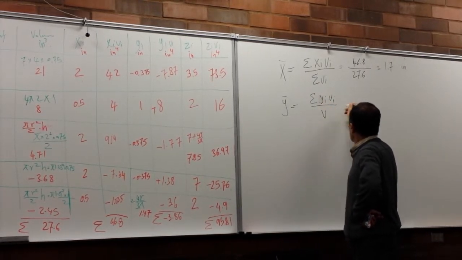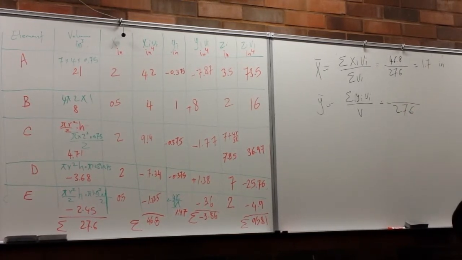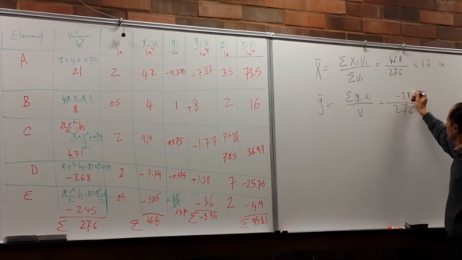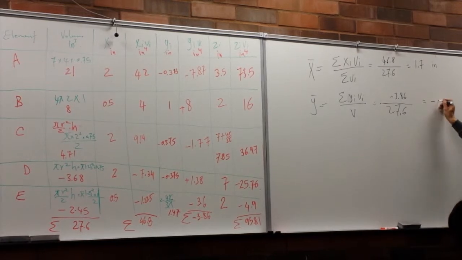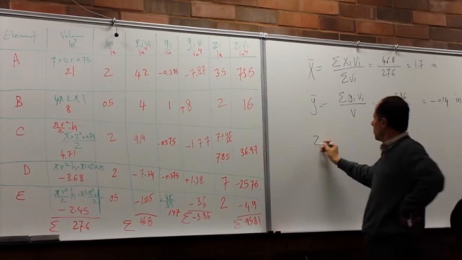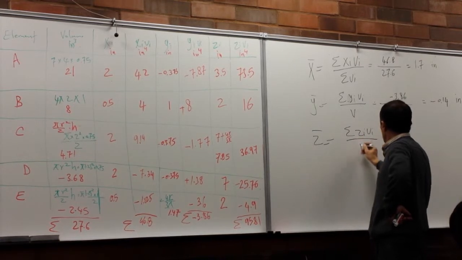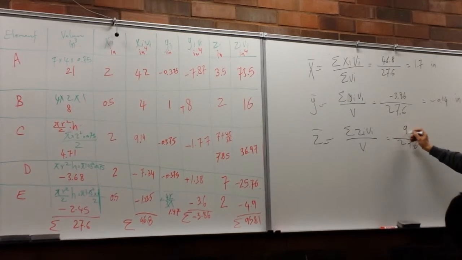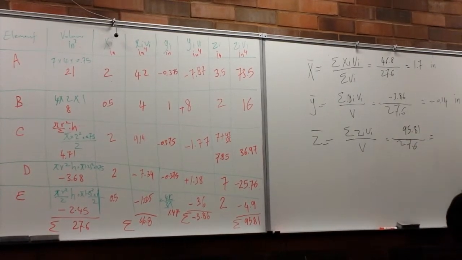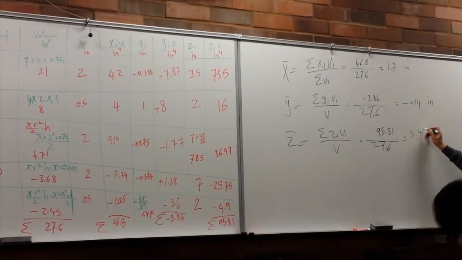Let's look at y bar: yi vi over v total, 27.6, and this is negative 3.86. Negative 0.14. And z bar is 95.81 over 27.6, which is 3.47.